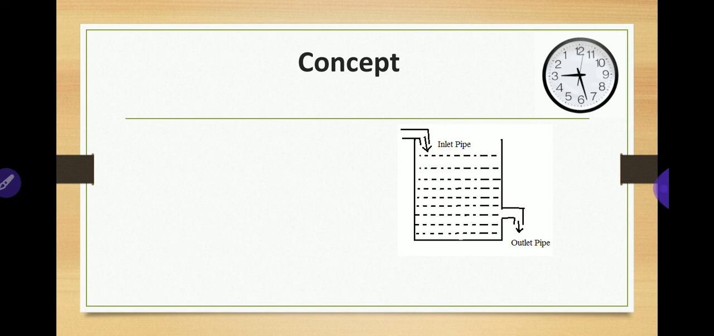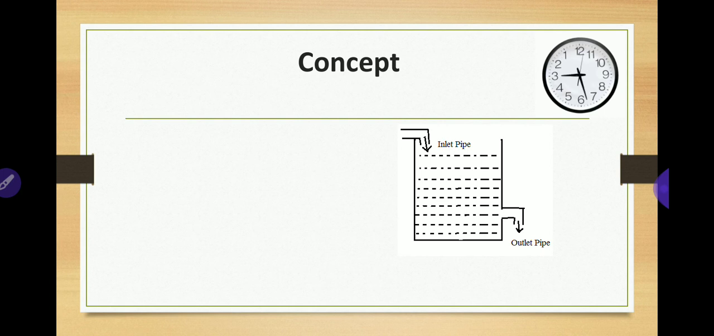Before starting the concept, you must know a few terms related to this: inlet pipe, outlet pipe, and what is a cistern. The inlet pipe is the pipe through which the water is coming in and filling the tank. The outlet pipe is the pipe through which water is going out and emptying the tank. Tank and cistern are one and the same.